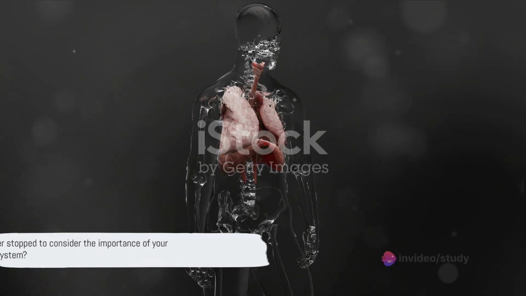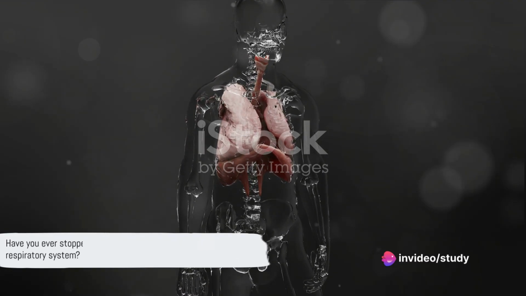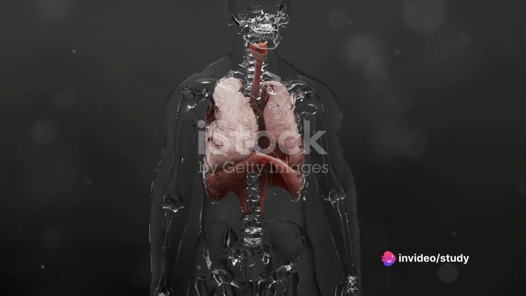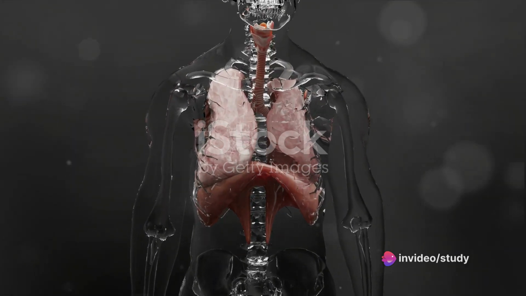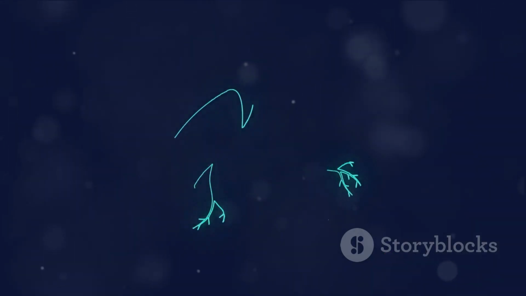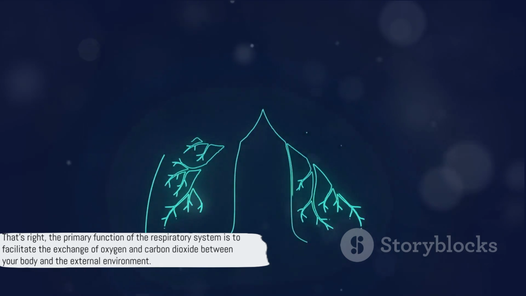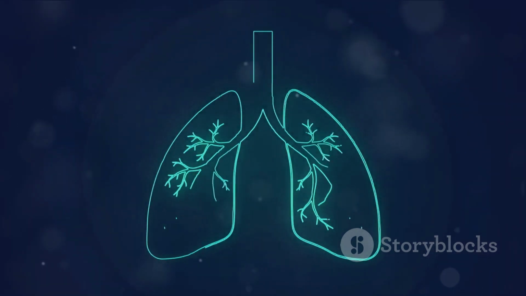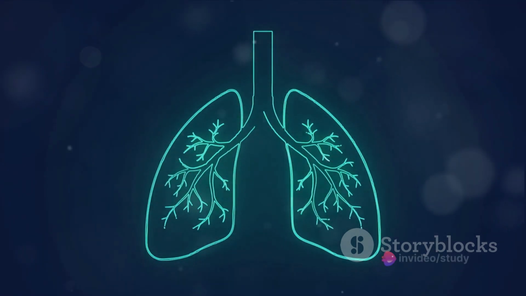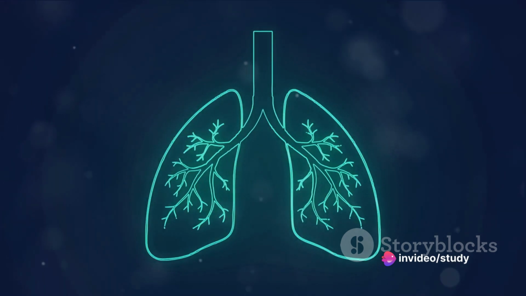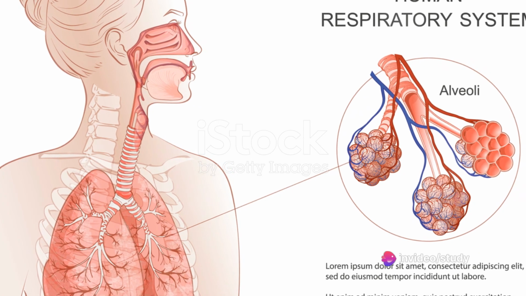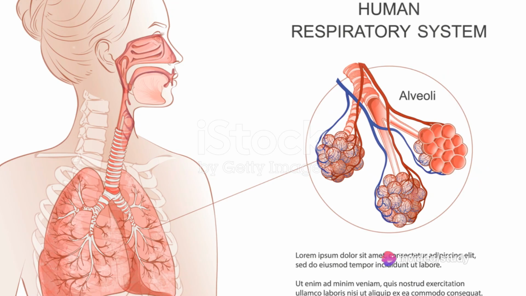Have you ever stopped to consider the importance of your respiratory system? What if I told you that without it, none of the cells in your body would be able to function? That's right. The primary function of the respiratory system is to facilitate the exchange of oxygen and carbon dioxide between your body and the external environment. It's a complex and fascinating system, so let's dive in and learn more.